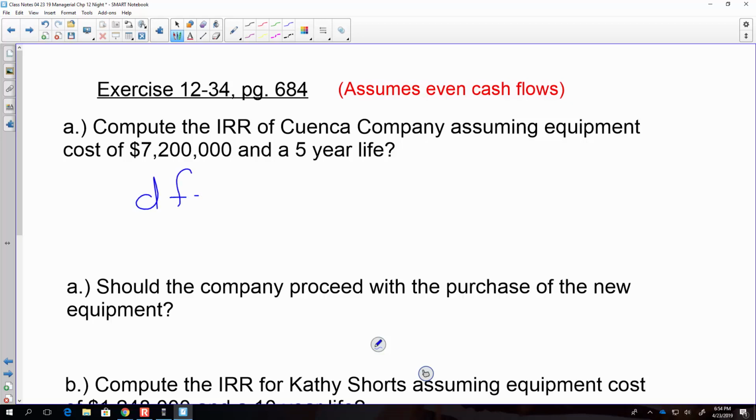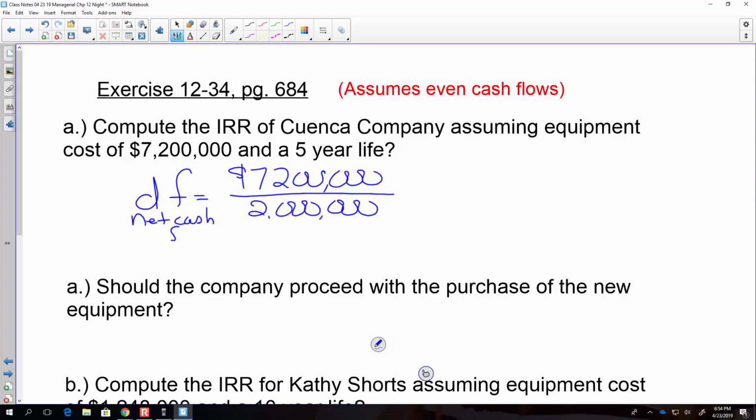So my discount factor is equal to my investment. The 2 million is the sales number, the revenue minus my expenses. That's the net cash flow. So 7.2 divided by 2 million gives me a discount factor of how much? Three something, right? 3.6. Okay. So let's go to page 671.